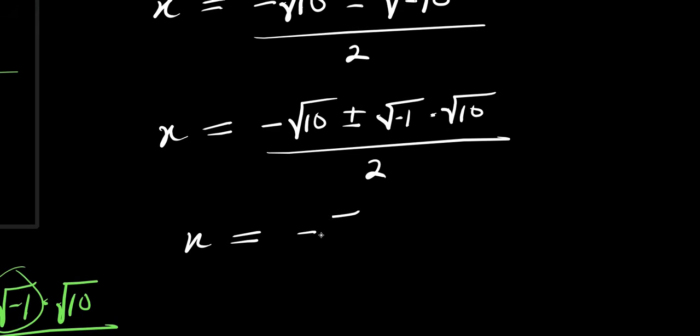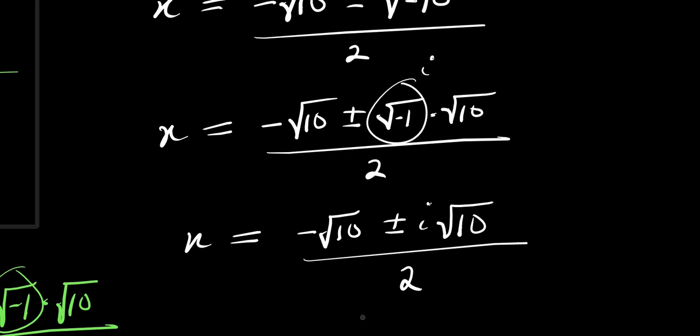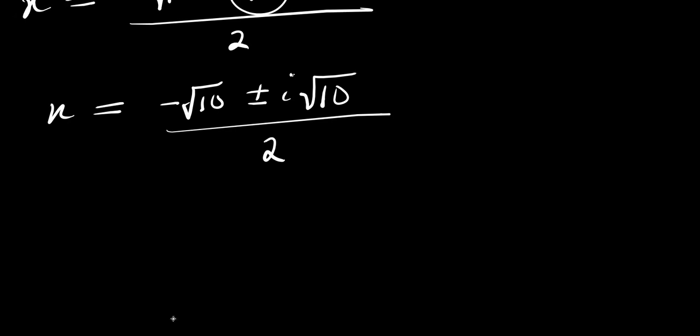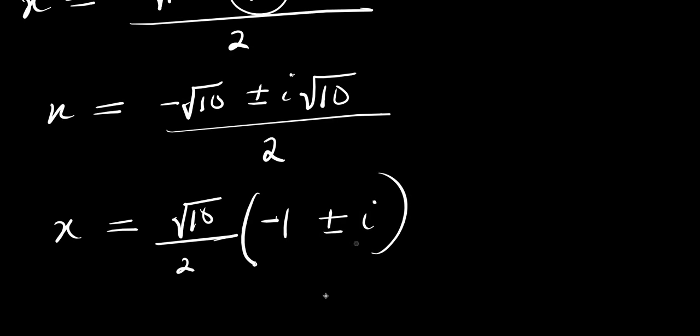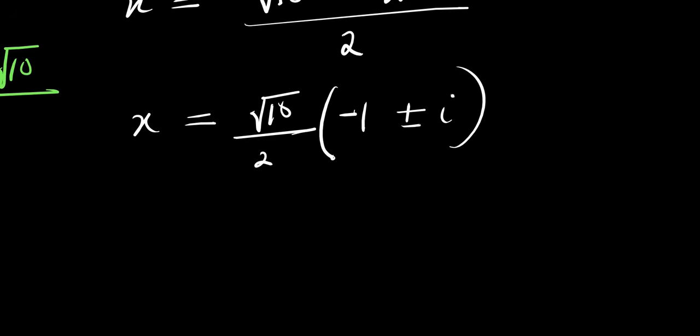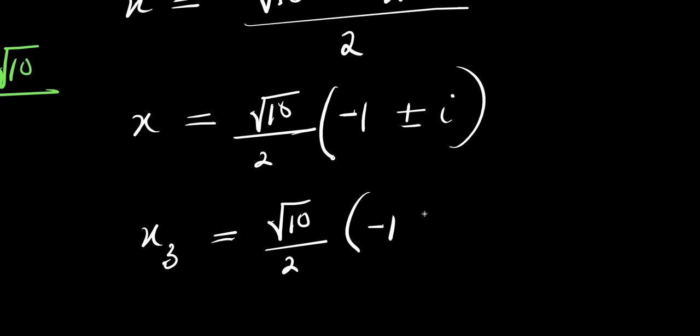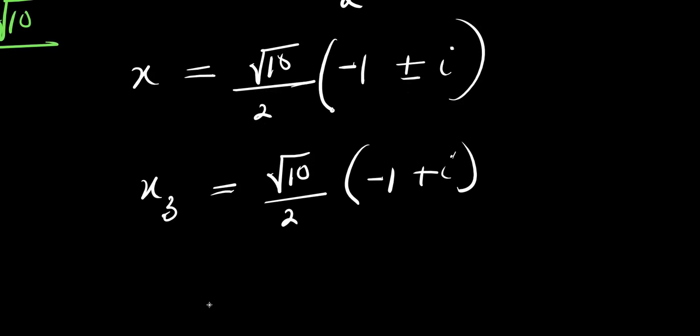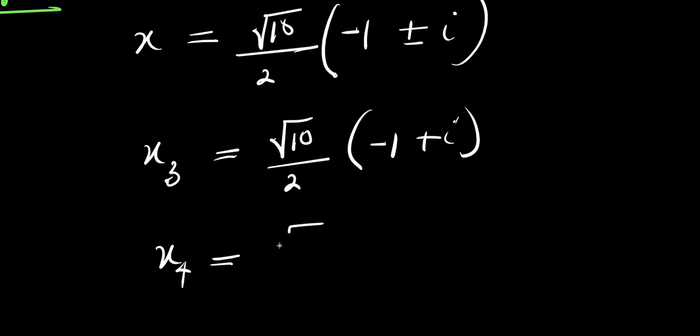From here we have x equals negative root 10 plus or minus the square root of negative 1, which is i, times square root of 10, divided by 2. So we can factor out root 10 over 2. Then this will be negative 1 plus or minus i. So from here, our x3 will be root 10 divided by 2 times negative 1 plus i. And also, x4 is root 10 divided by 2 times negative 1 minus i.